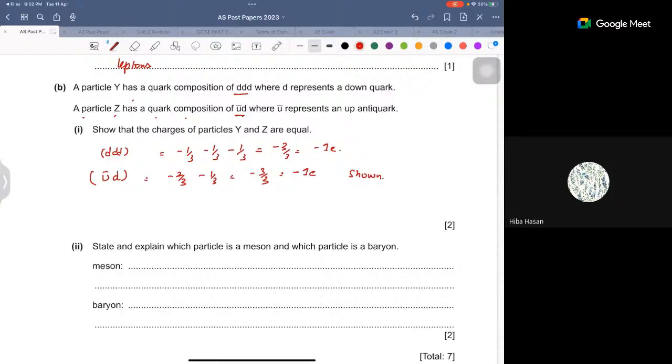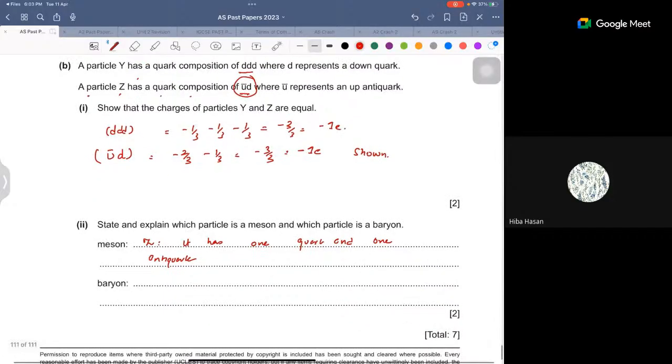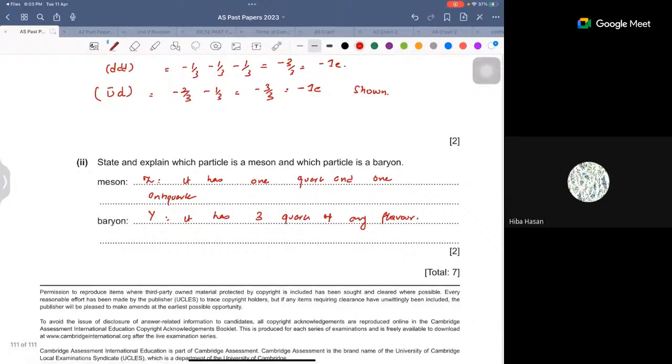Okay. So meson is this one, particle Z, and the reason is it has one quark and one antiquark. So meson must have one anti and one normal one. Baryon is obviously Y because it has three quarks of any flavor. So any composition, three. And that's it. So I don't know, I found this very easy.